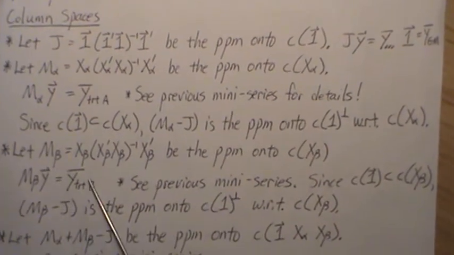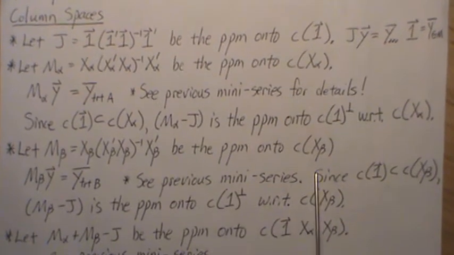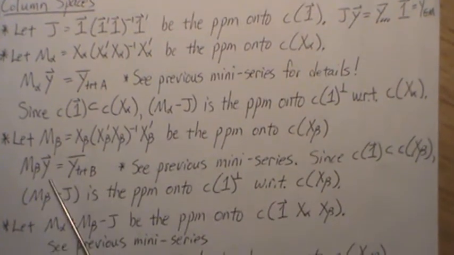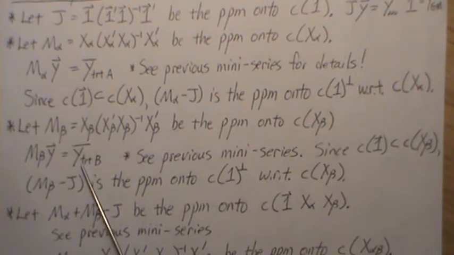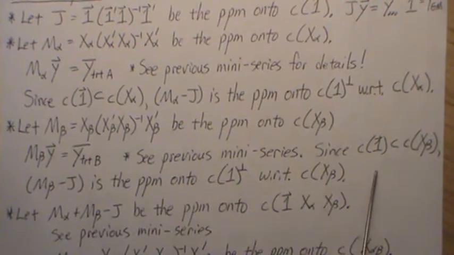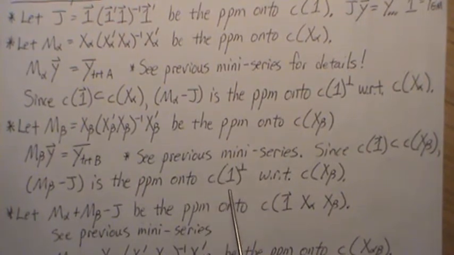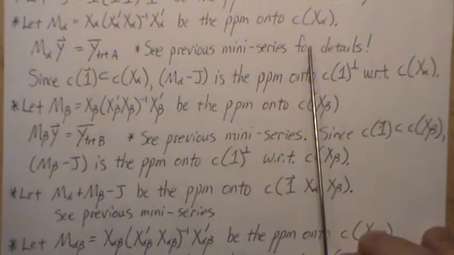Now let M beta, defined like this, be the perpendicular projection matrix on the column space of X beta. M beta times Y is equal to the treatment B, factor B, mean vector. And I'm going to point you back to the previous mini-series. Since the column space of 1 is a subspace of the column space of X beta, the difference of their perpendicular projection matrices is a perpendicular projection matrix onto the orthogonal complement of the column space of 1 with respect to X beta.